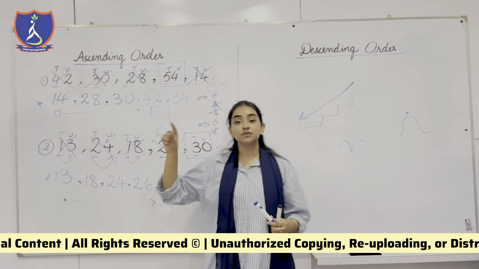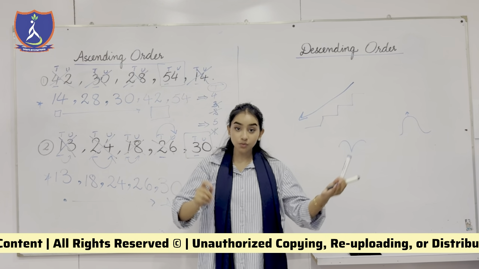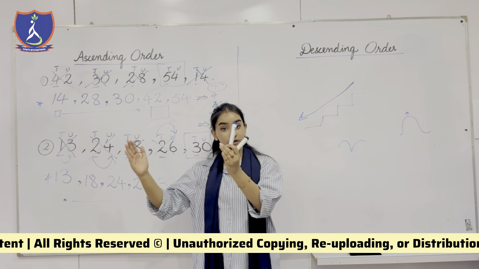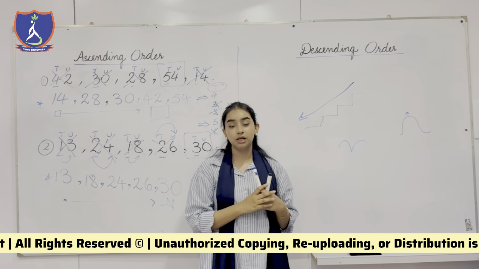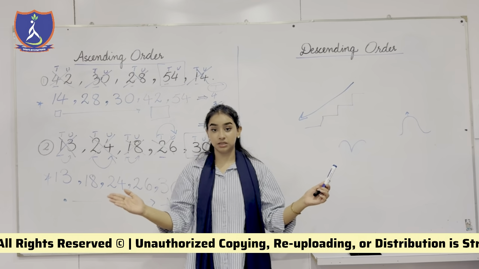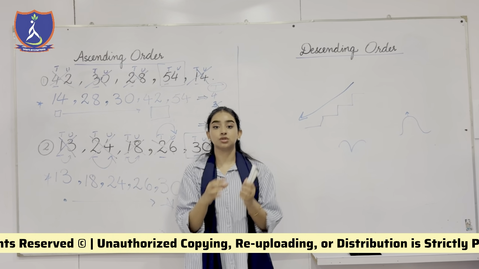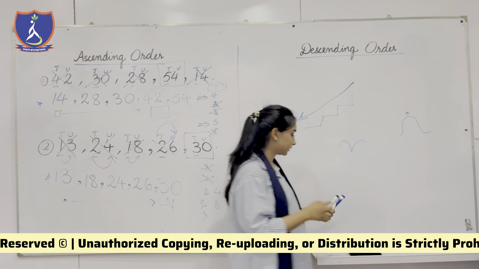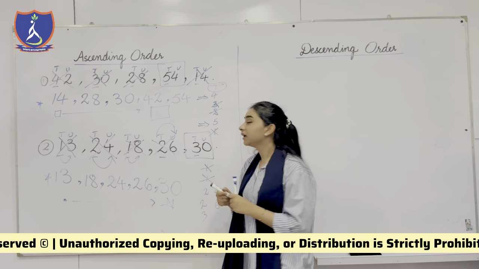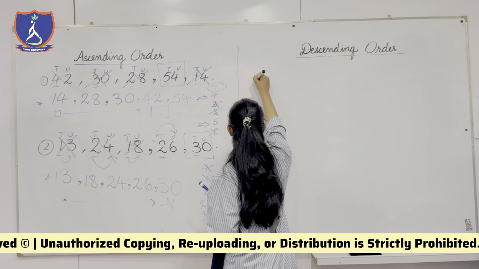Ascending order was from smaller value to the bigger value. Descending order is from bigger value to the smaller value. These two are opposites. One is from smaller to bigger, other is from bigger to smaller. Correct? I hope this is clear. Let's move to some of the examples of descending order.